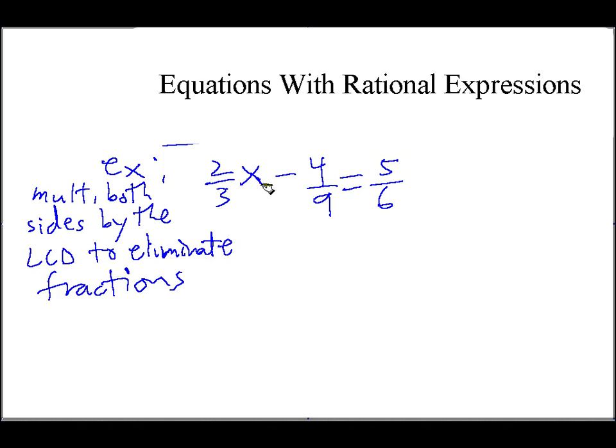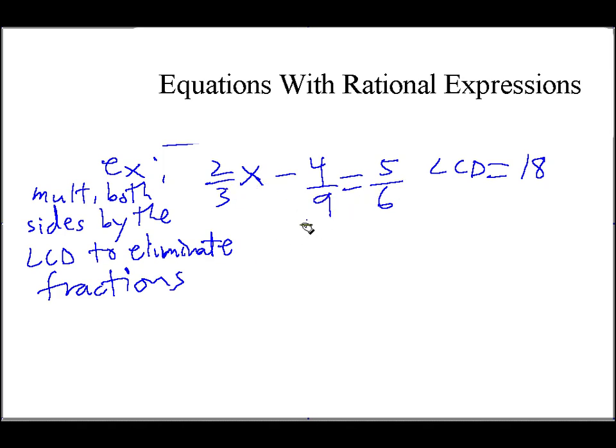Let's look at the LCD here: 3, 9, and 6. What's the LCD going to be in this example? If you think about it, it's going to be 18. What is the least common multiple of 3, 9, and 6? It's 18. So let's multiply both sides by 18. In other words, let's multiply all three terms by 18.